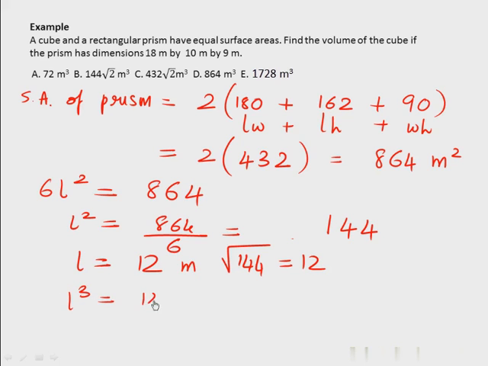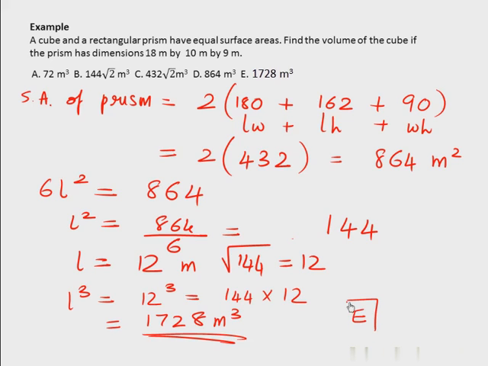What's its volume? L cube. That's 12 cube. That's 144 into 12, which is equal to 1728 meters cube. And that's answer E.